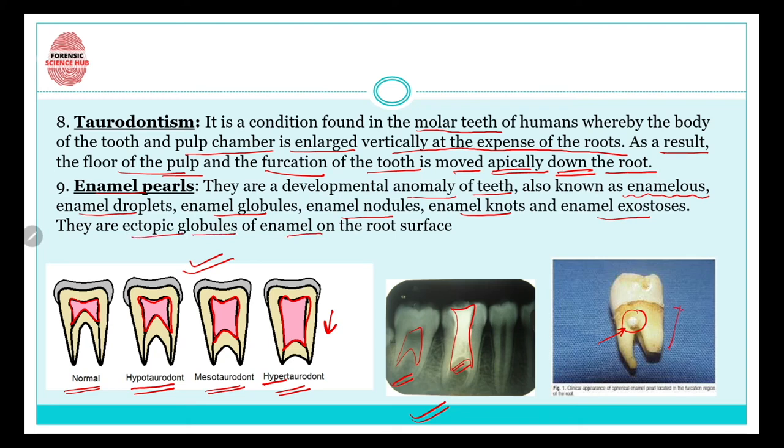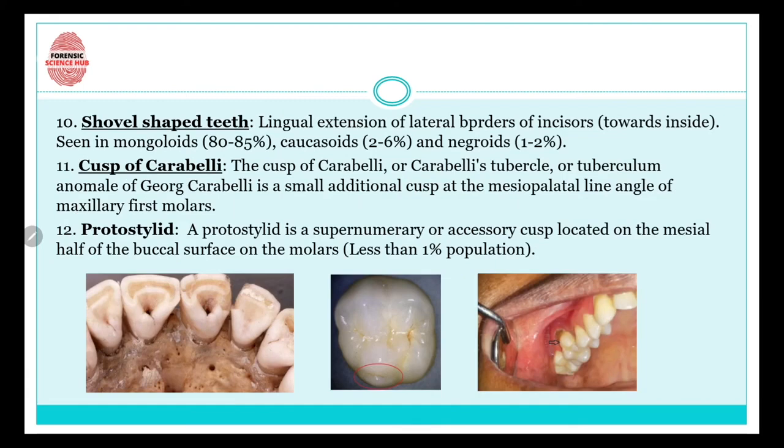This is the root area, right? And here you can see this enamel pearl. Next comes shovel-shaped teeth. Lingual extension of lateral borders of incisors. This is seen in the lingual extension, lingual as I told, and on the lateral borders. This is a picture of a shovel-shaped teeth. This area is shovel-shaped, right? These are the lateral borders of these incisors.